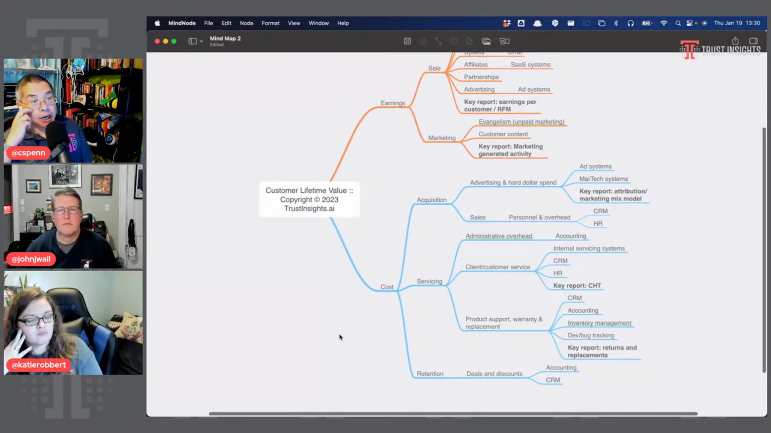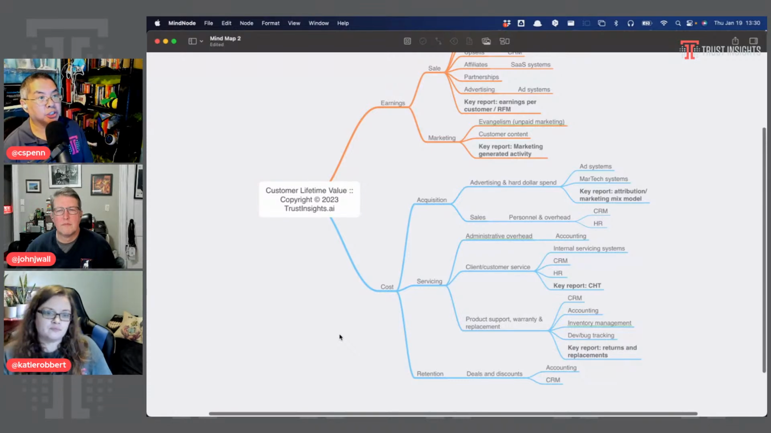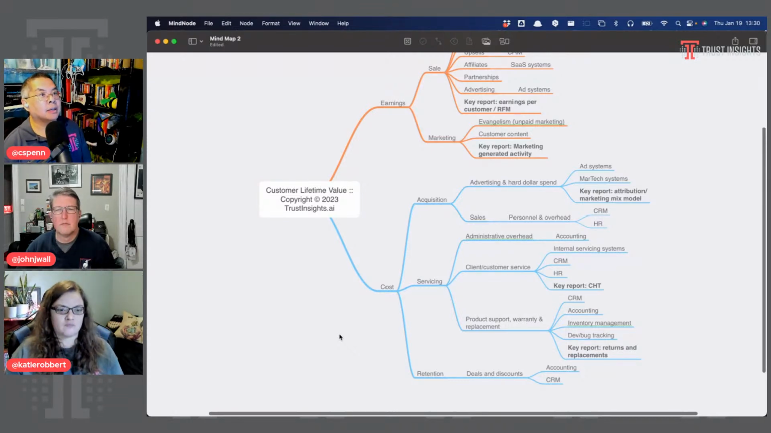One of the reasons why marketing and advertising and PR are often the first to get cut is because companies don't factor it into the lifetime value of a customer. Right. They just kind of assume it's a separate thing over here. But Katie, you've had experiences at companies where they just turned off marketing. Oh, yeah, marketing and sales.